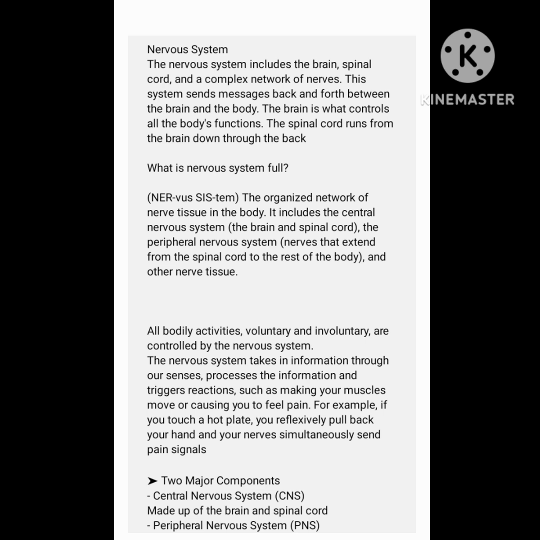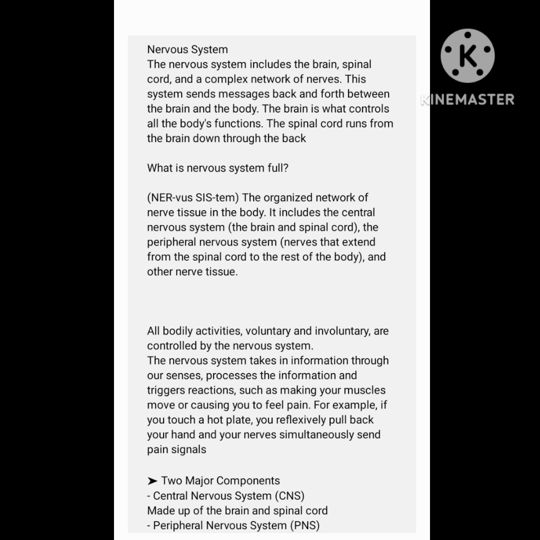Now, if we study the nervous system definition in full, it is the organized network of nerve tissue in the body. It includes the central nervous system and peripheral nervous system. So, the two major divisions of the nervous system are one, the central nervous system, also called CNS, and the other, PNS or peripheral nervous system. Now, CNS basically is composed of the brain and the spinal cord, while the PNS or peripheral nervous system extends from the spinal cord to the rest of the body and other nerve tissue.